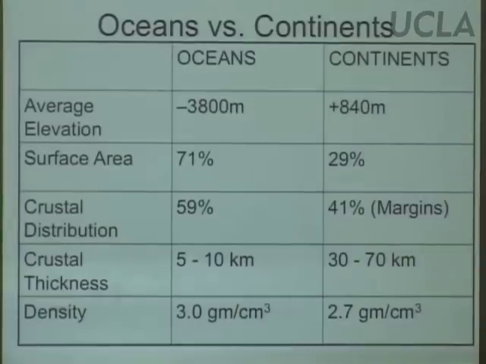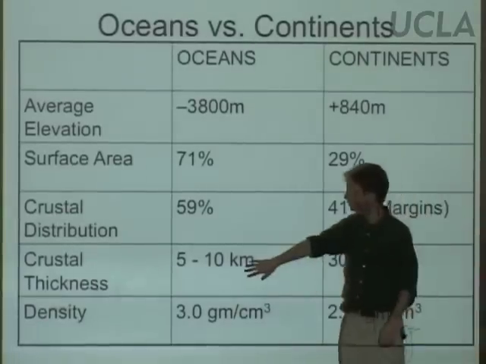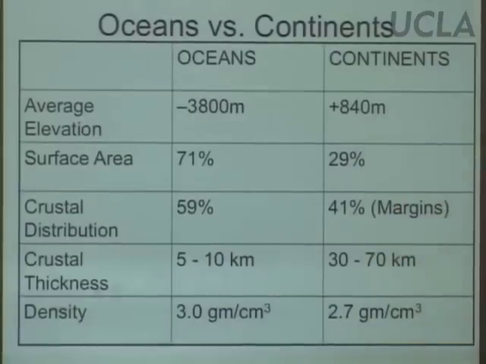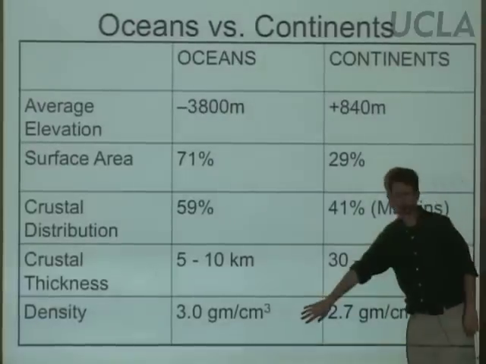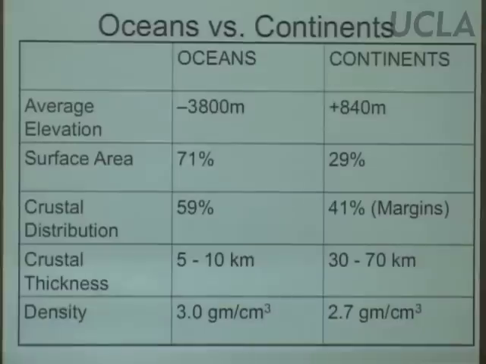Okay, and these things, in particular the average elevation, stem from the difference in crustal thickness, oceanic crust being thin and continental crust being thick, and the difference in density. Oceanic crust being denser and therefore floating lower, continental crust being less dense and therefore floating higher. Okay, just bear in mind that we're talking about the lithosphere of the Earth floating on a fluid part of the solid mantle. Okay.